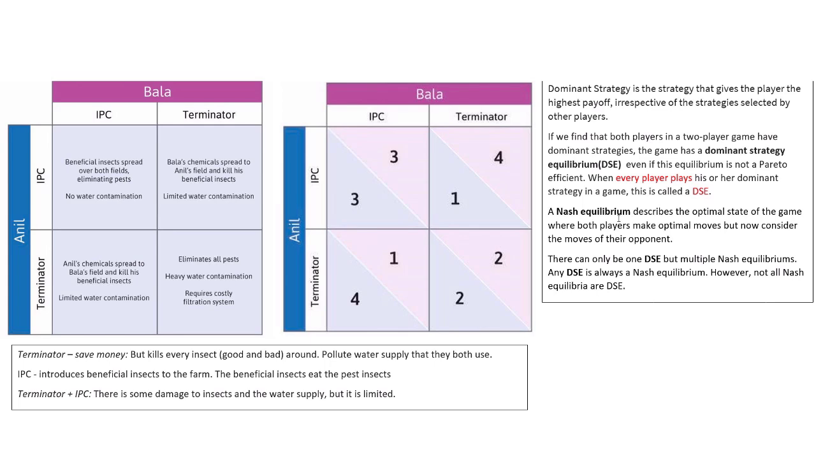We will look at the example of Nash equilibrium later, and there can be only one dominant strategy equilibrium, but multiple Nash equilibria.